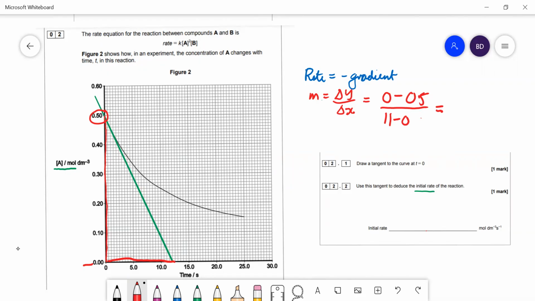You work that out, it gives you minus 0.0454. So the rate of reaction is minus the gradient, so the minus and minus cancel, and we get 0.0454 moles per decimeter cubed per second. Right, now I think in the next part of the question we need to remember that the initial concentration of A in this experiment is 0.05. So I'll move on to the next question now.